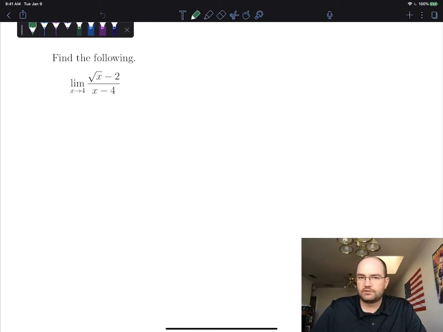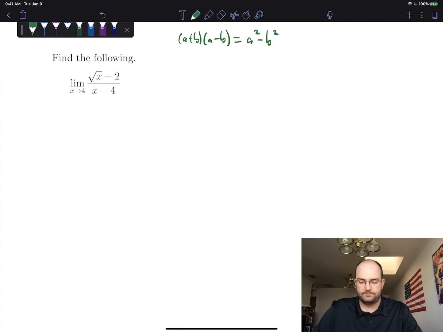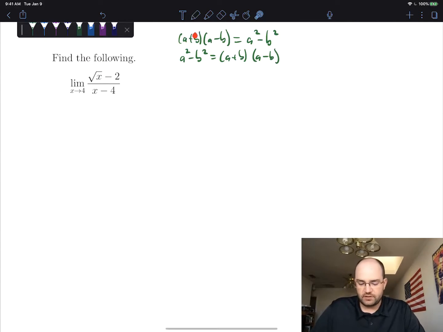Now, to do this, we're going to have to look at this in the form of the following. This is what we call a difference of two squares. We have a plus b, a minus b, is equal to a squared minus b squared. Or another way of looking at that is a squared minus b squared equals a plus b times a minus b. It depends on what you're looking at. If you're starting out with a product of two conjugates, then that's going to give you a difference of two squares. But if you start out with the difference of two squares and you want to factor it, that will give you a product of conjugates.